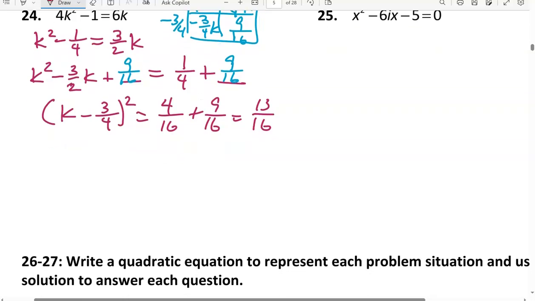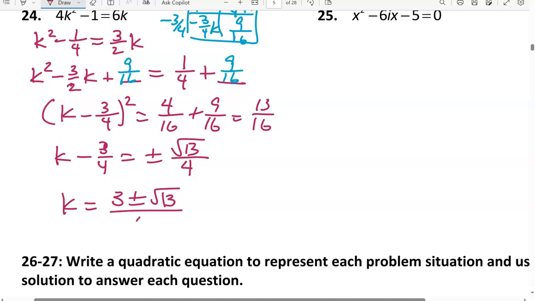And if k minus 3/4 squared is 13/16, then k minus 3/4 is plus or minus the square root of 13 over the square root of 16, which is 4. And now adding 3/4 to both sides, we get 3 plus or minus the square root of 13 over 4.